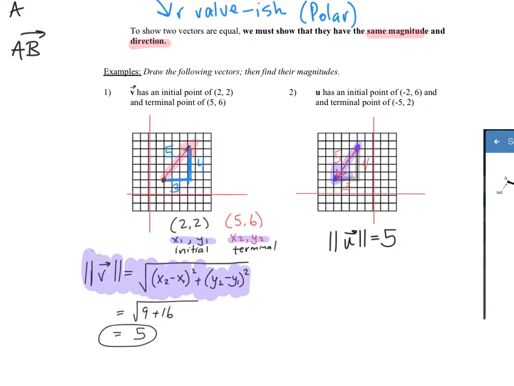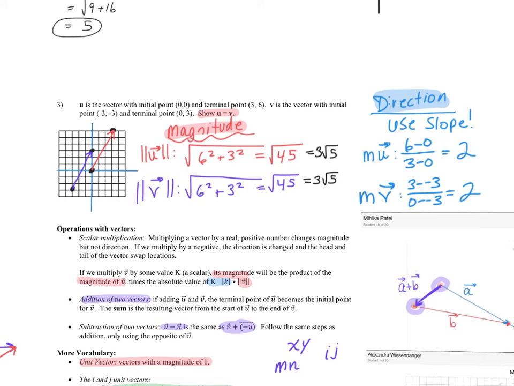So we also showed that if vectors are to be shown to be equal, we need to show that they're both the same magnitude and the direction. And when we show direction, we want to use slope. The thing to remember there is that we always need to use the terminal point as x2, y2, and the initial point as x1, y1. The reason that matters is because with vectors, direction matters.